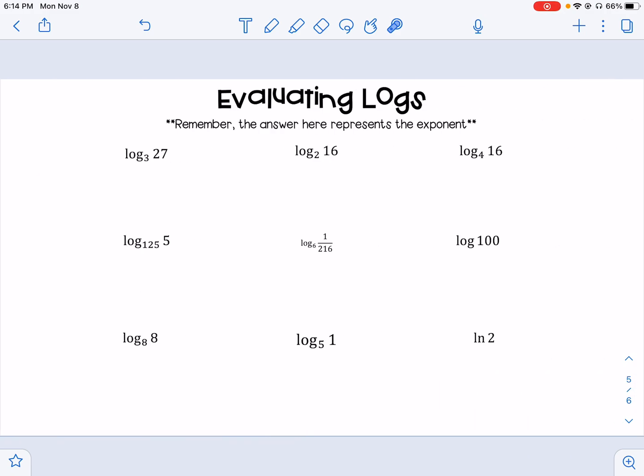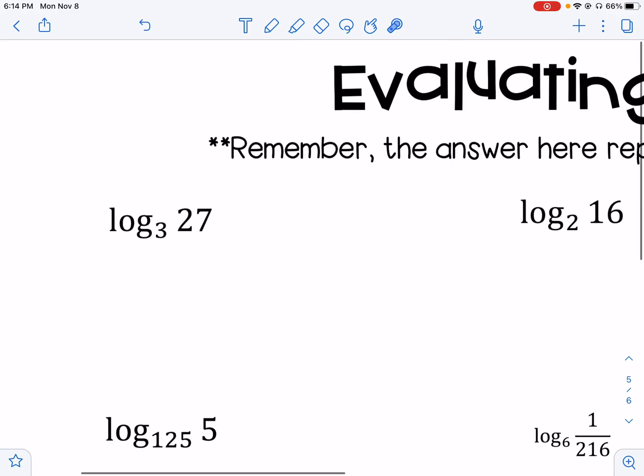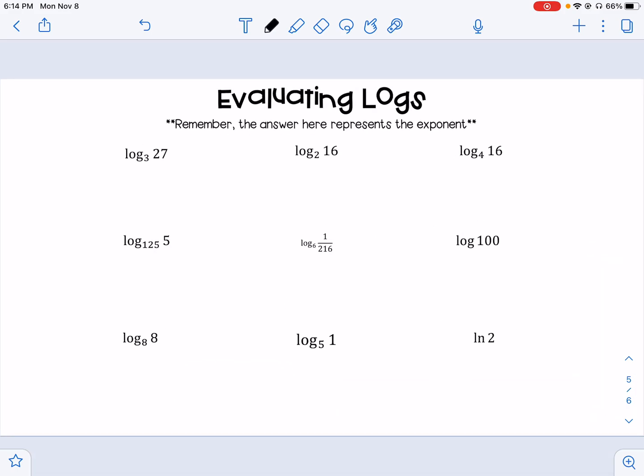All right, so let's just do a little bit of evaluating here. One of the things I have written here is, remember, the answer represents the exponent. So each of these times we're going to ask ourselves, what was the exponent that made this true? I recommend pausing at this point, trying some of these on your own, and then starting again.